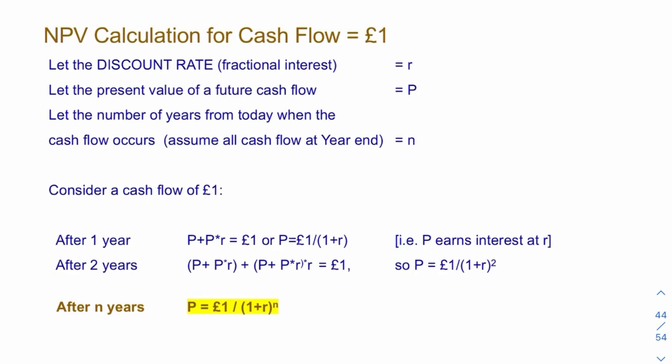So take a simple example of £1. And we have some interest rate R. The value today, we're going to use P for present, and the number of years, n. So we've got P, n, and R. Let's say we spend or invest £1 today. How much will that £1 be worth a year from now?